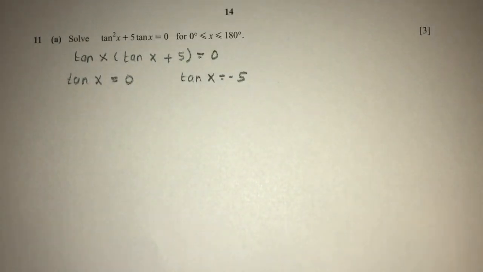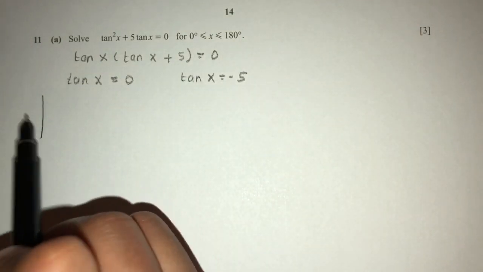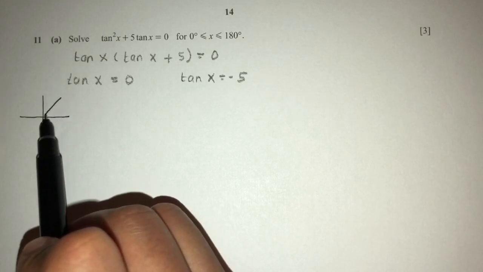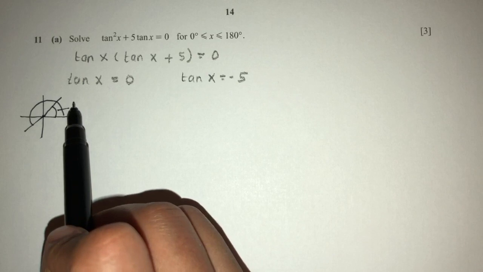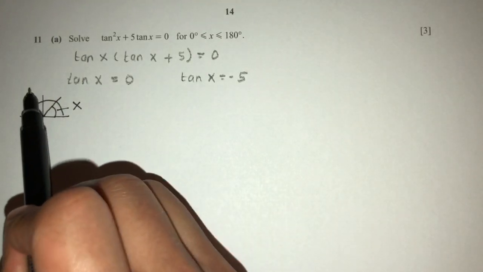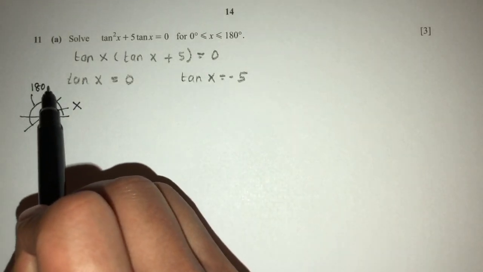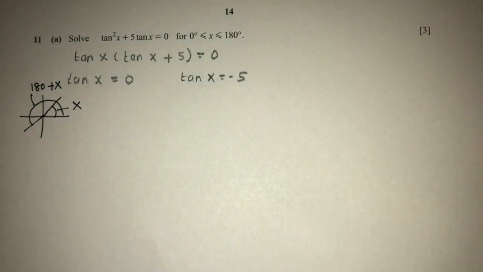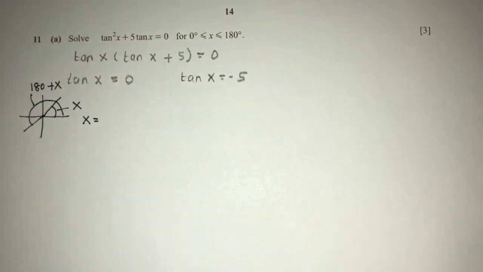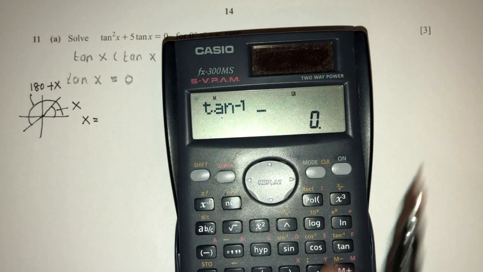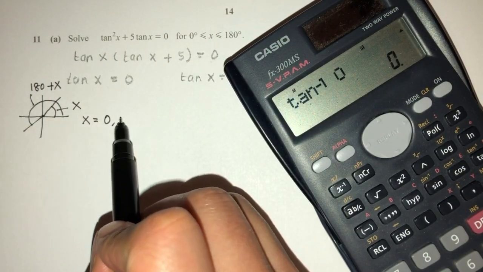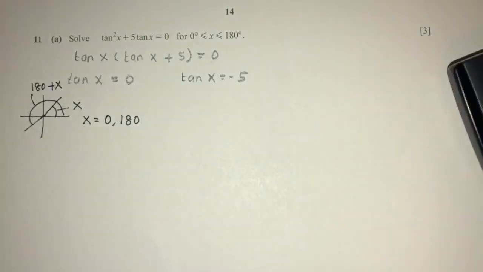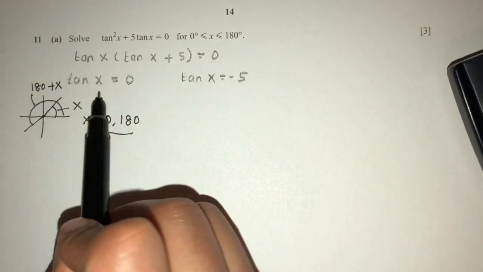Let's begin with this one. Now when tan is 0 or a positive value, it will be in your first quadrant and in your third quadrant. This will be x, the angle, and this will be 180 plus x. So let's find out. x will be tan inverse of 0, which is 0, but also 180 plus 0, that will also be 180. So these are the values of x for this one.